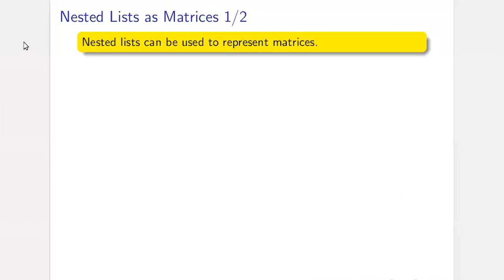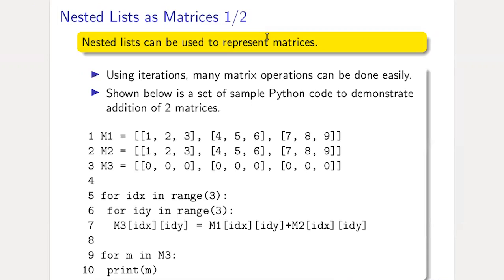Another very useful way in which we use lists is to do matrix operations, because a nested list can be used to represent a matrix. Here you have three matrices shown. Essentially you have a row-wise representation of matrices.